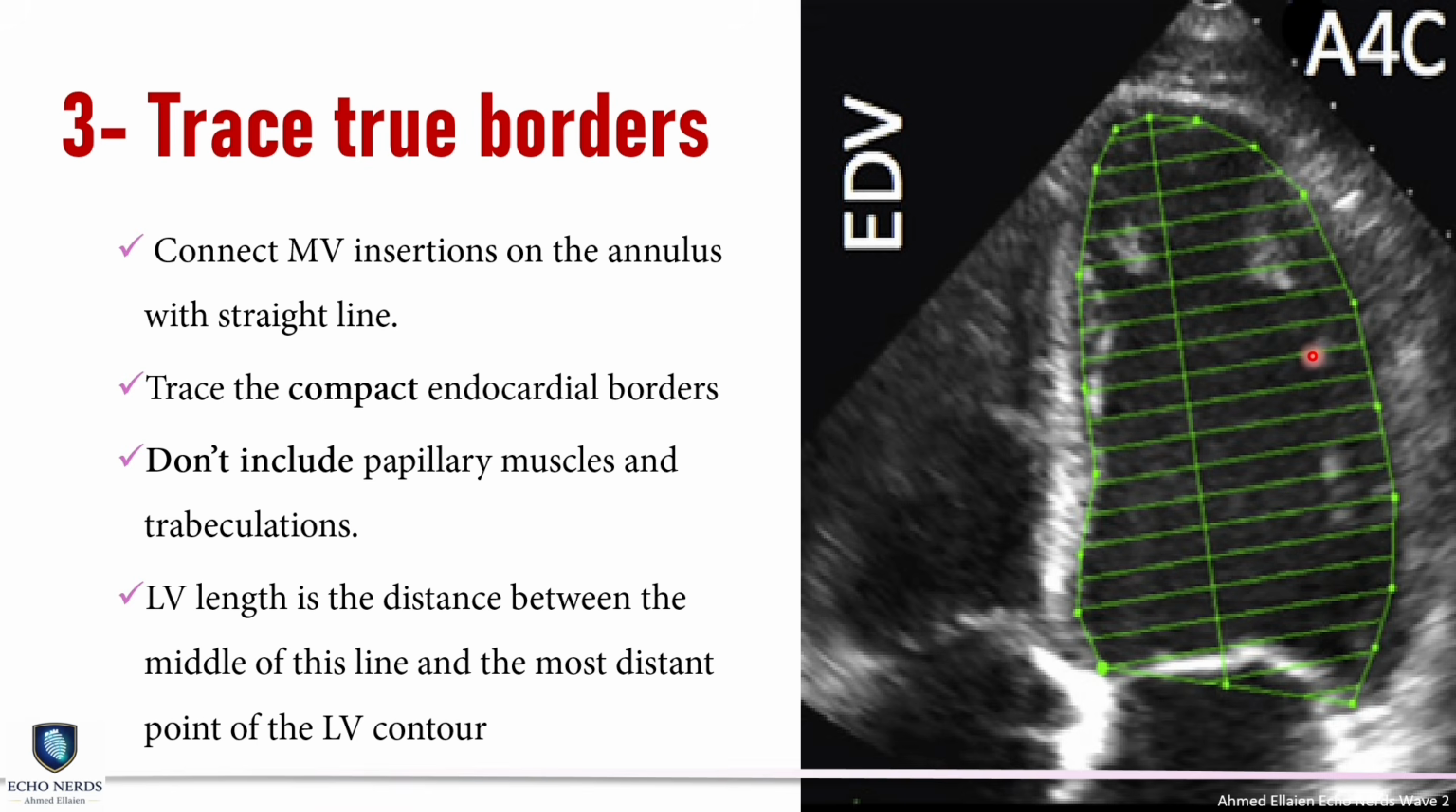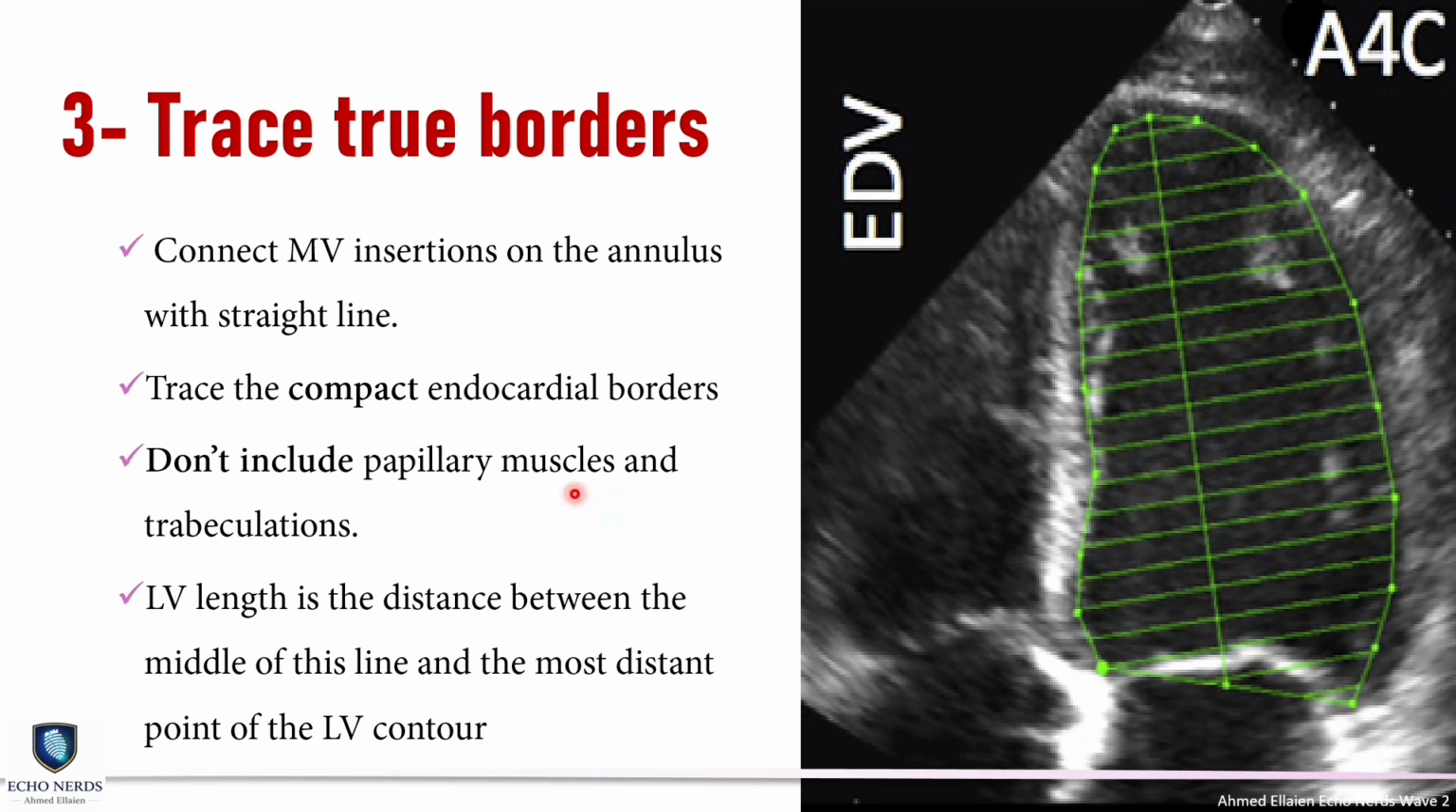We don't do this like I am doing with the pointer. No, they are part of the cavity, so we have to cut through them. We cut through these trabeculations and papillary muscle to trace the true border or the true interface between the compact myocardium and the spongy myocardium or those trabeculations.